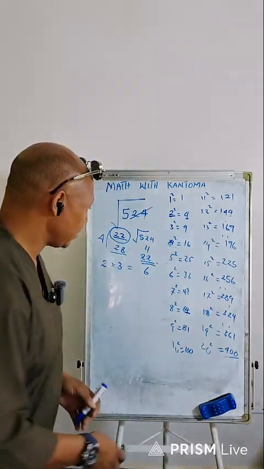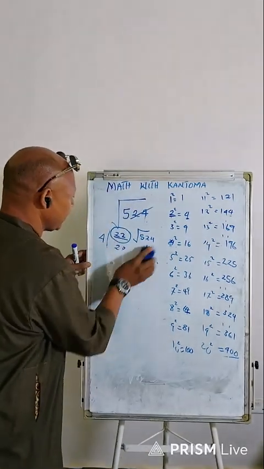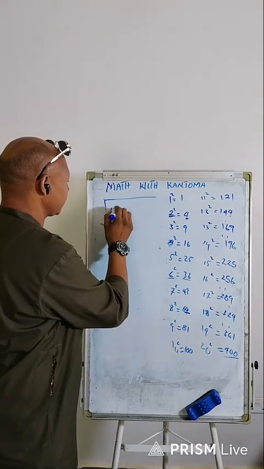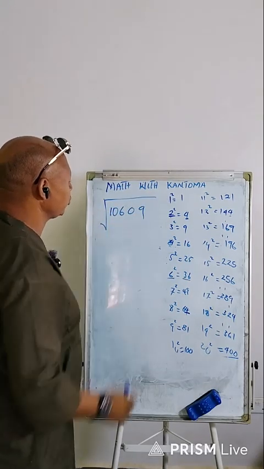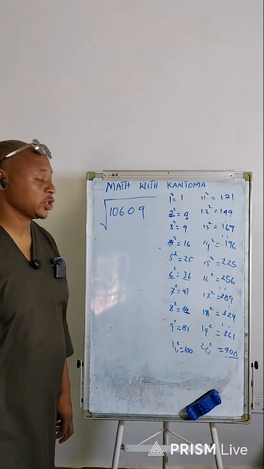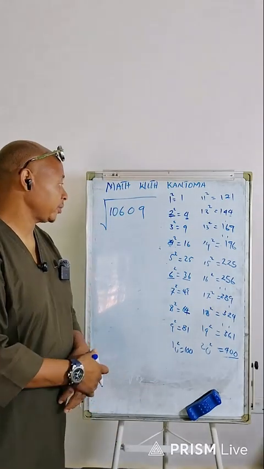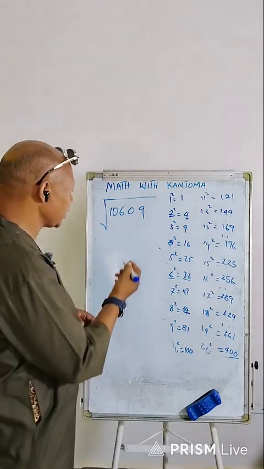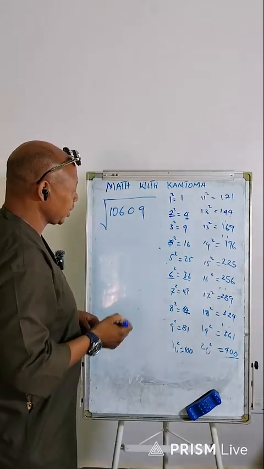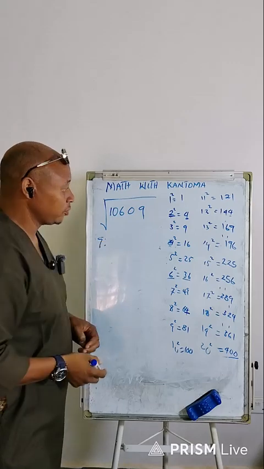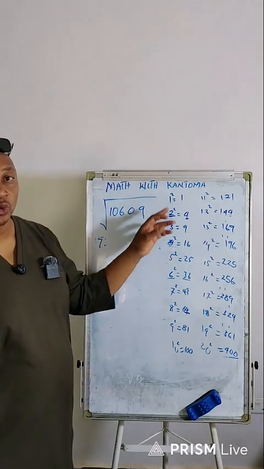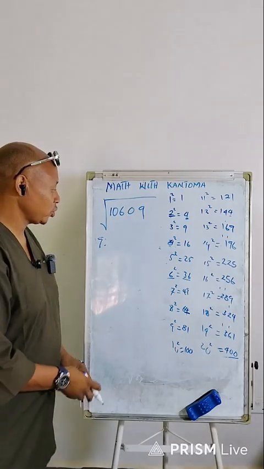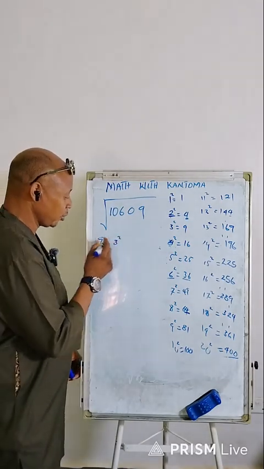Let me give you another example. Square root of 10,609. So how do we find the square root of 10,609 without the use of a calculator? It is very easy. To do that, we consider the last digit. The last digit is 9. Look for any number here that when you square it, you are going to have 9 at the last digit. Of course, we have 3. If I square 3, I'm going to have 9.